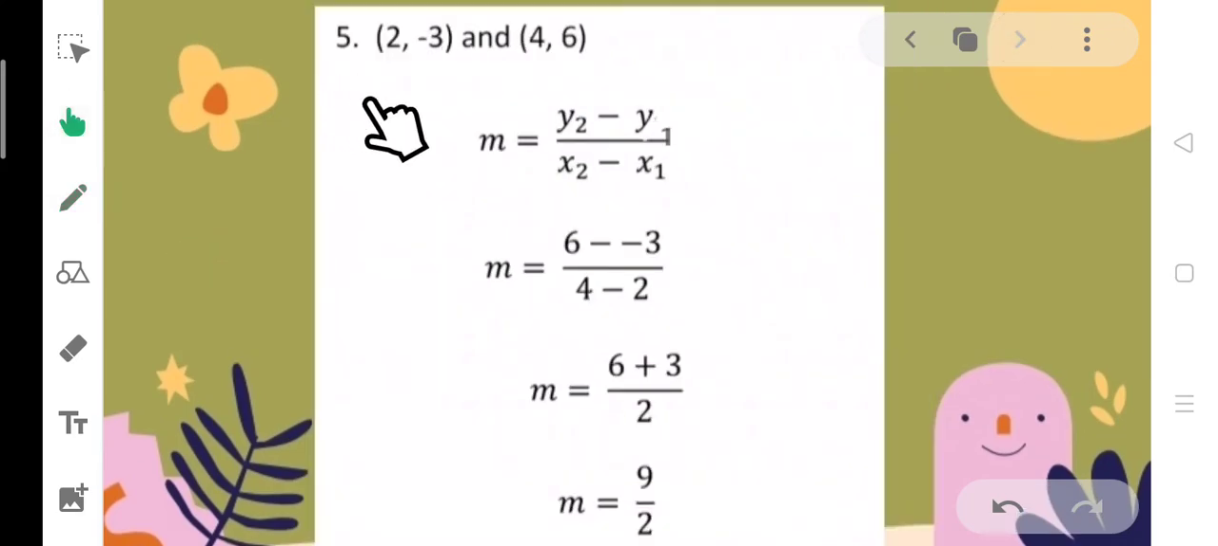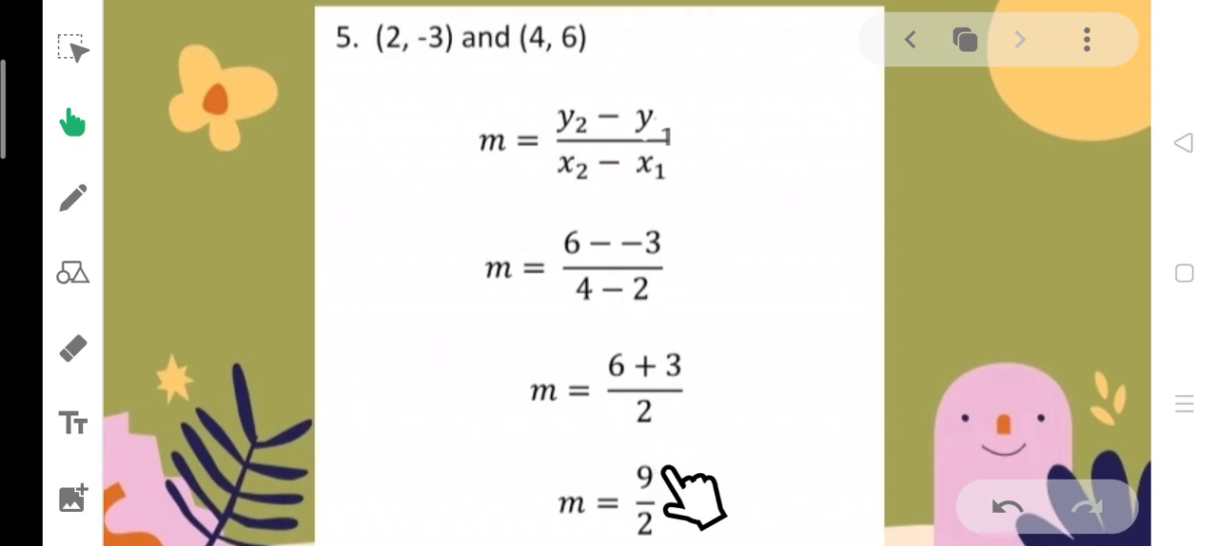Okay, next. One last example. We have the line that passes through 2, negative 3, and 4, 6. Substituting into the formula, we have 6 minus, just copy the minus sign, and then negative 3 for y sub 1. For x sub 2, we have 4, minus, from the formula, 2, which is x sub 1. Simplifying, 6 minus negative 3 becomes 6 plus 3. Then 4 minus 2 is 2. 6 plus 3 is 9 over 2.